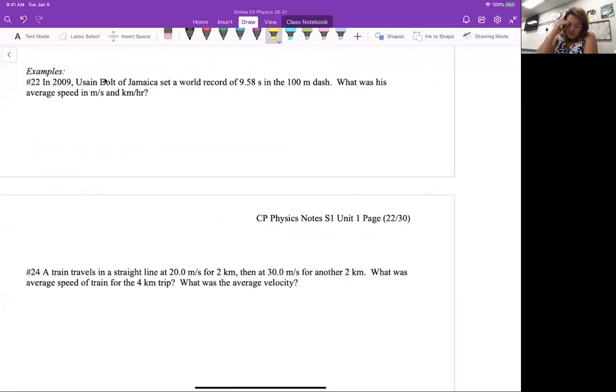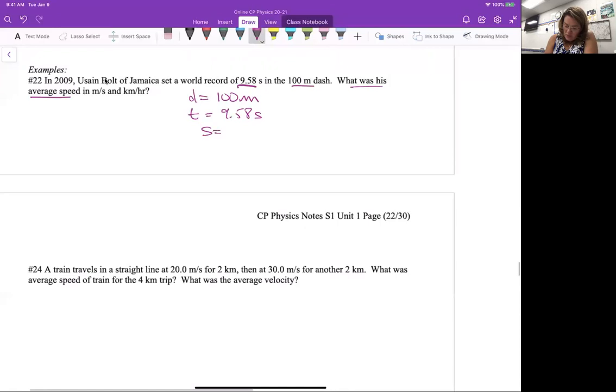In 2019, Usain Bolt of Jamaica set a world record of 9.58 seconds in the 100-meter dash. So the distance was 100 meters and the time was 9.58 seconds. What was his average speed? So speed equals question mark. There are my knowns and there's my unknown. I know that speed is equal to distance over time, and I'm going to solve for that. So speed is equal to 100 meters divided by 9.58 seconds.